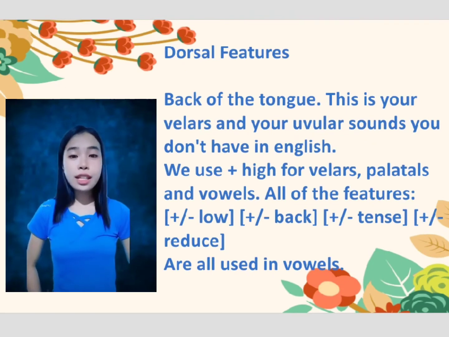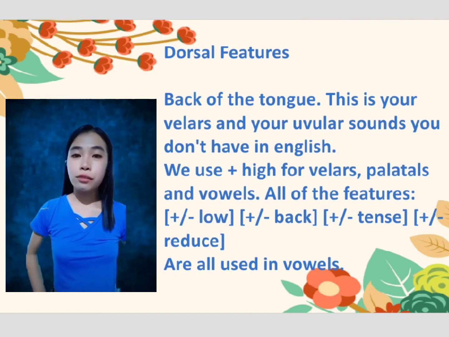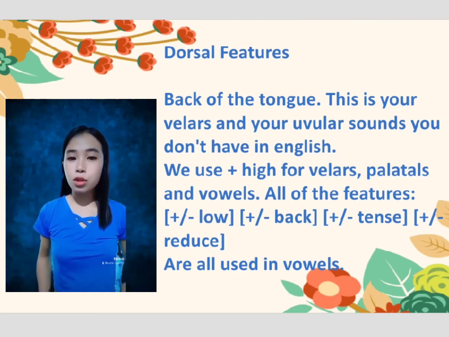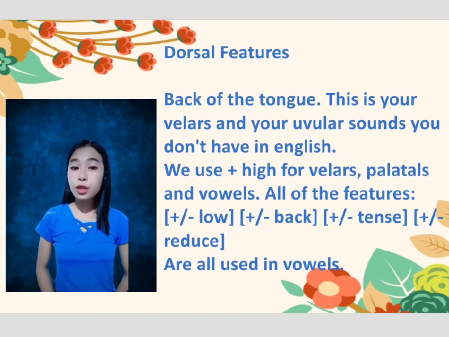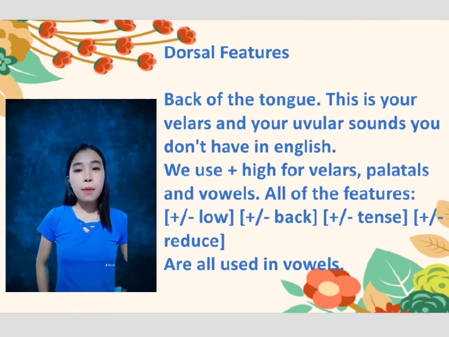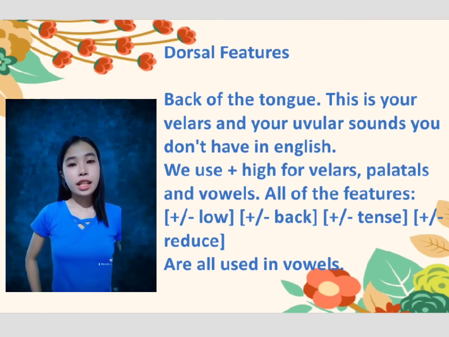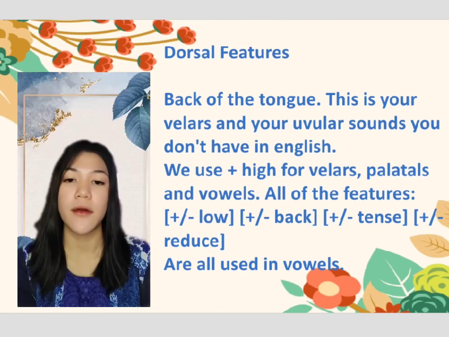The last feature is the dorsal feature. Back of the tongue. This is your velars and your uvular sounds, which you don't have in English. We use plus high for velars, palatals, and vowels. All of the features: plus minus low, plus minus back, plus minus tense, plus minus reduced. The plus minus back is the tongue body behind the palatal region. In unstressed syllables, the vowel is often reduced.